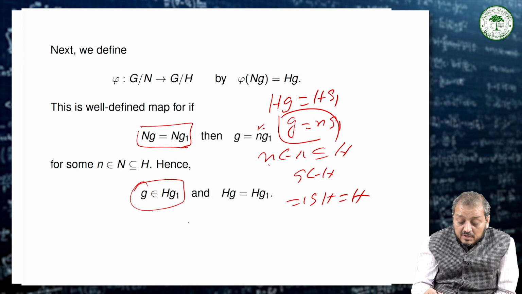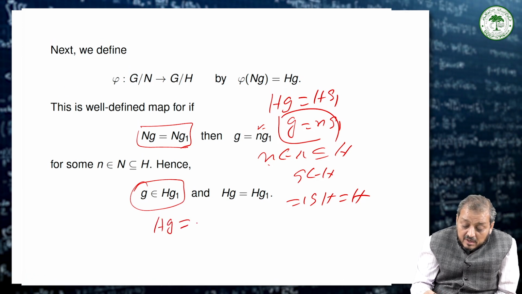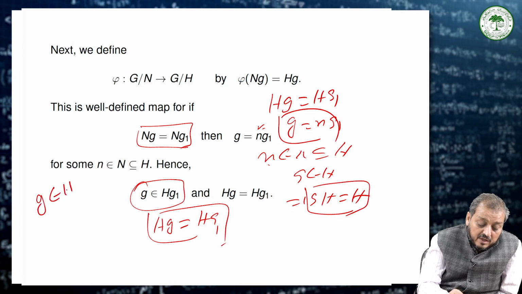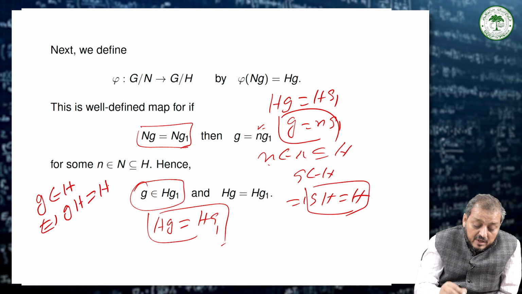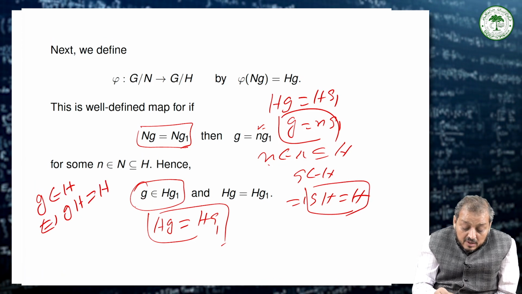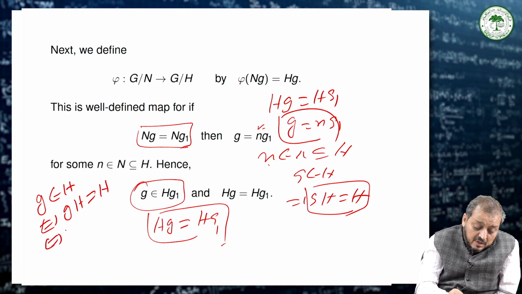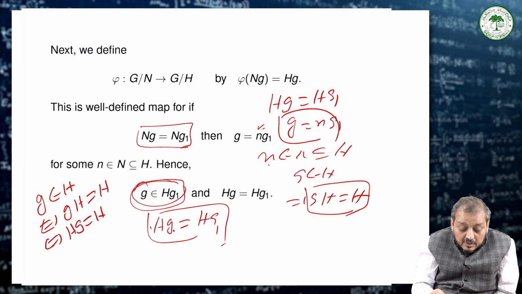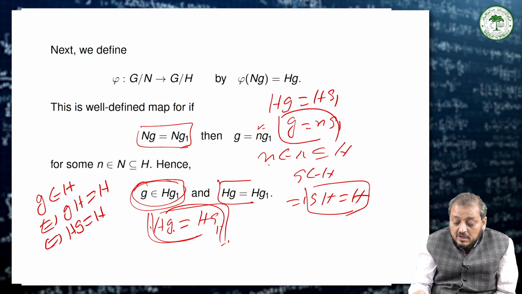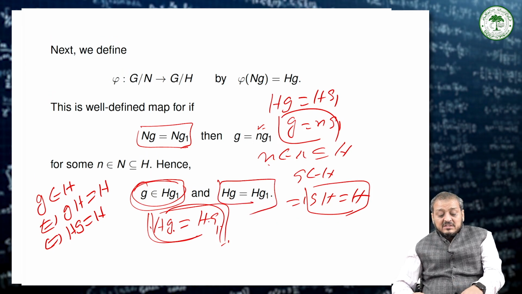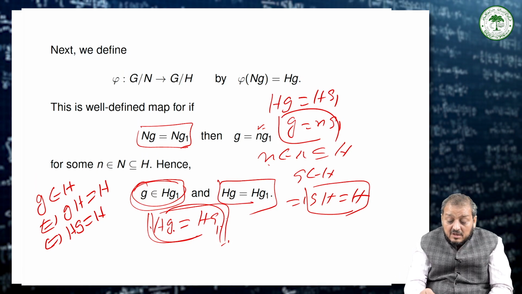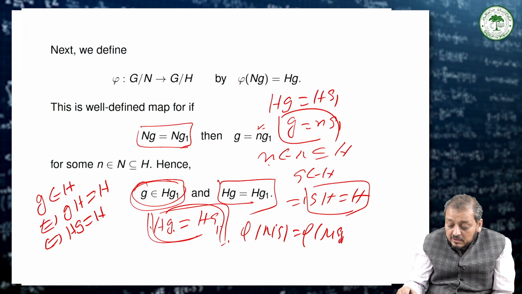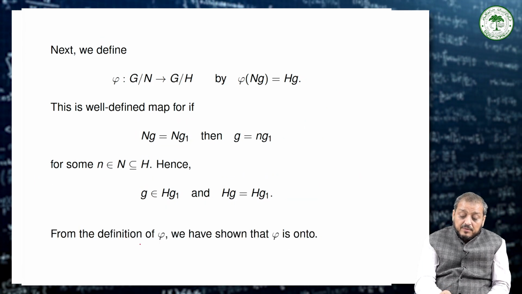If g is an element of Hg1, then we can say that Hg is the same as Hg1 by the property of a coset, when we say that g is an element of H if and only if gH is equal to H. The reverse is also true for a right coset: Hg is equal to H. So if g is an element of this, then Hg is the same as Hg1. So Hg is equal to Hg1. This means we can say that phi of Ng is the same as phi of Ng1. So clearly we can say that phi is well defined.